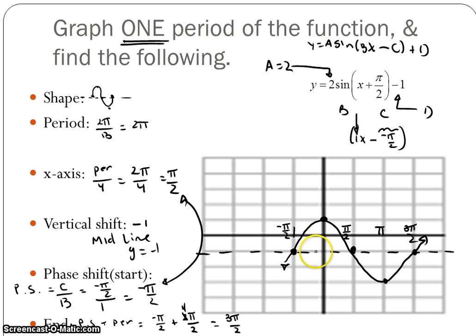Okay, my vertical shift was down 1. That was my D value. My amplitude was 2, and I went up 2 and down 2 to minus 3. So I have my key points all marked, and all of my dots have values marked on the axes. Okay, let's go on to the next problem.